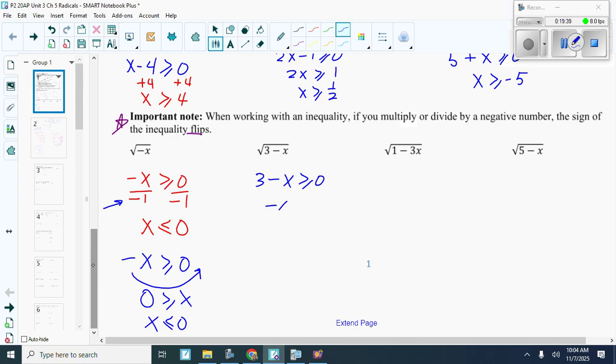So I'm actually going to keep the x on the left, and then I'm going to divide by negative 1.